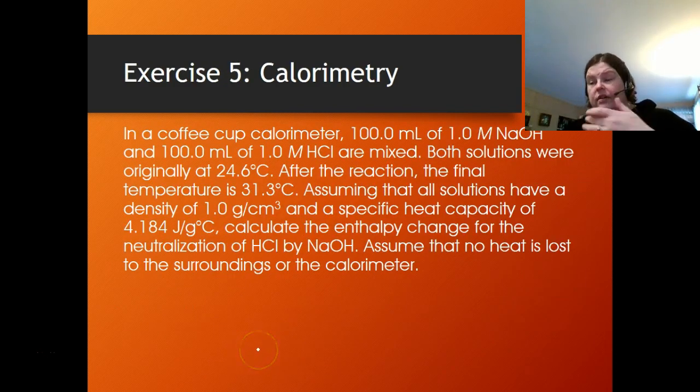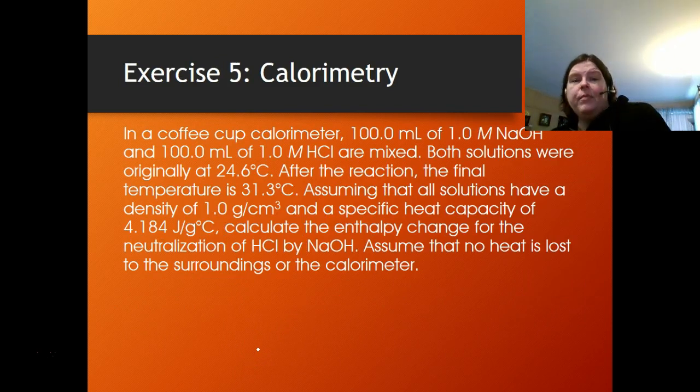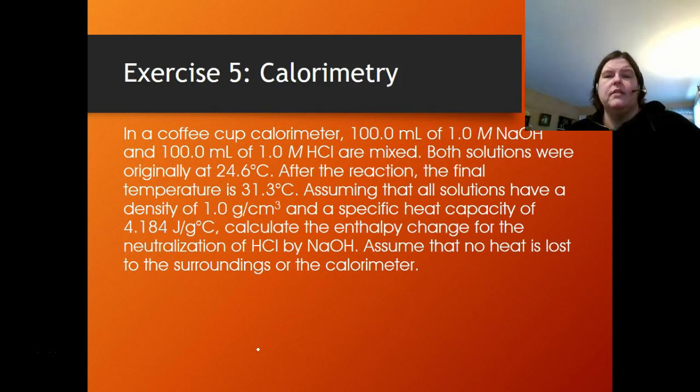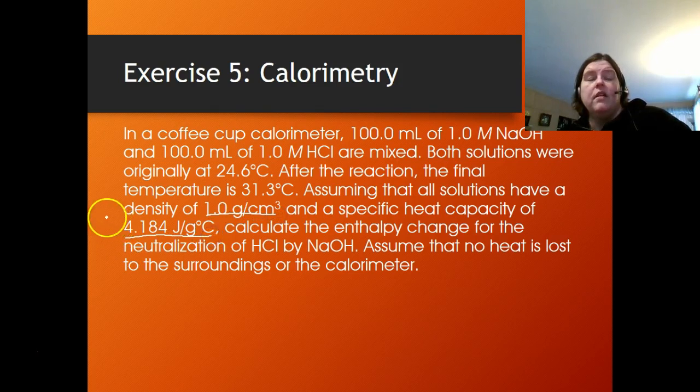So here we go. Here's exercise 5. In a coffee cup calorimeter, 100 milliliters of 1 molar NaOH and 100 milliliters of 1 molar HCl are mixed. Both solutions were originally at 24.6 degrees Celsius. After the reaction, the final temperature is 31.3 degrees Celsius. Assuming that all solutions have a density of 1 gram per centimeter cubed, which is going to be really important, and a specific heat capacity of 4.184.